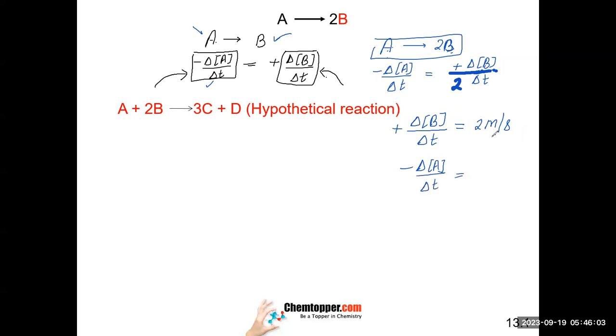Is it the same? Is it the same in this reaction? No. So what is it? 1 molar per second, because appearance of B is twice. So whatever the rate of appearance of B which I gave you here, you have to divide it by 2. Right, Dhruv? Okay.